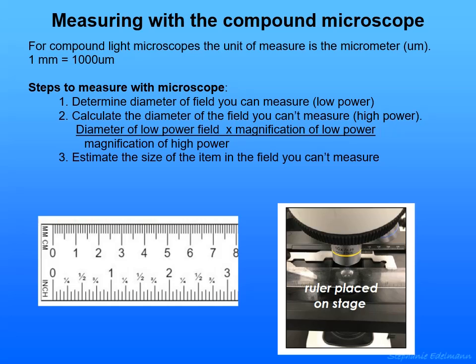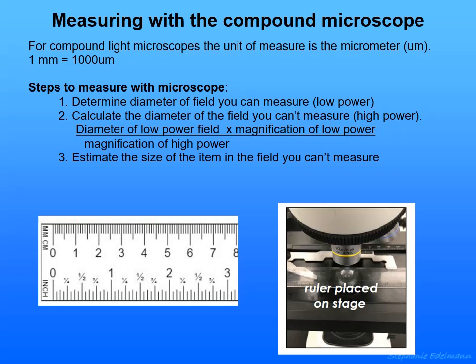So the first thing we're going to ask you to do in the lab is to determine the diameter of the field that you can measure on low power. And you do that by literally putting a ruler underneath there and seeing what you can see. So at low power, you can still measure the field literally with a ruler. But once you get to the next higher power, you can't measure it anymore because it's so small that you don't see the lines anymore on a ruler.